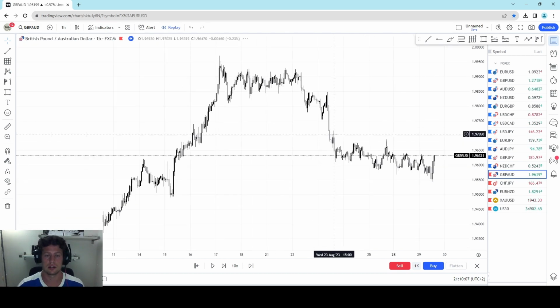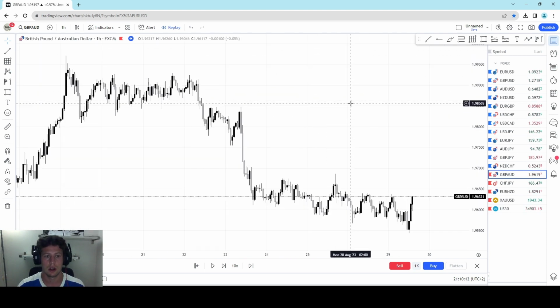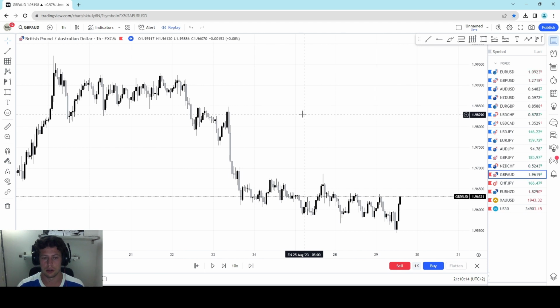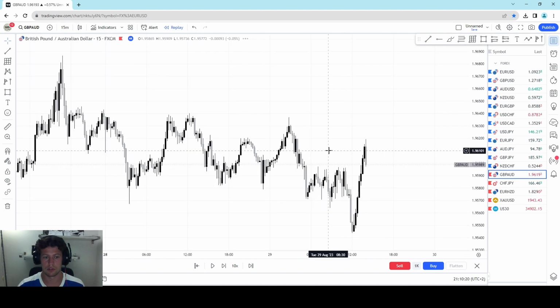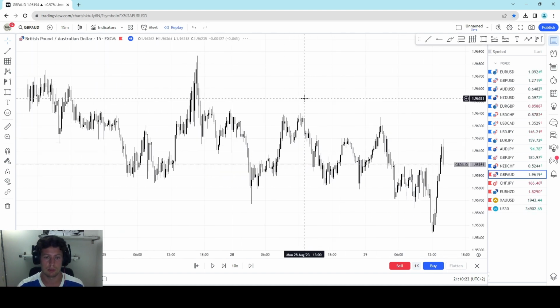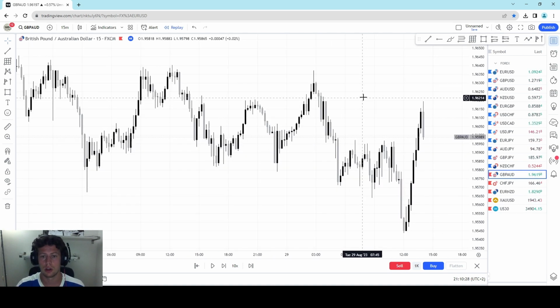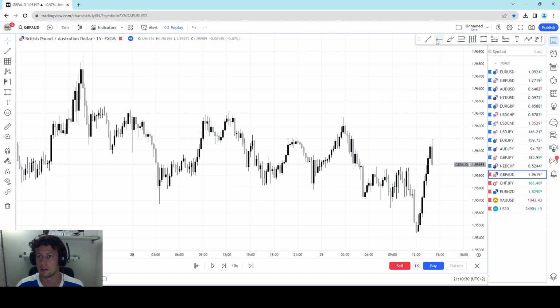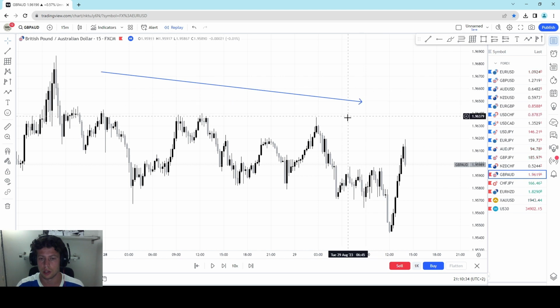We can analyze it on British pound, Australian dollar. We can see clearly that it's bearish. I analyze it on the 15-minute time frame, and I have entry points on the 1-minute time frame. So we are bearish. Okay, so we are looking for sells.